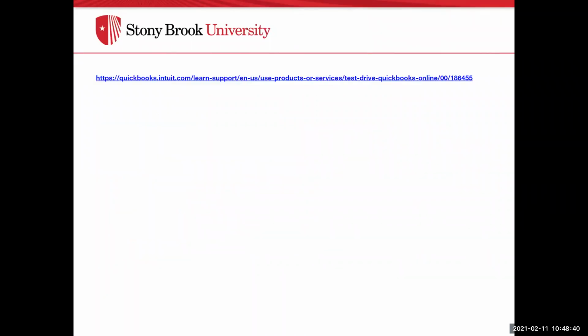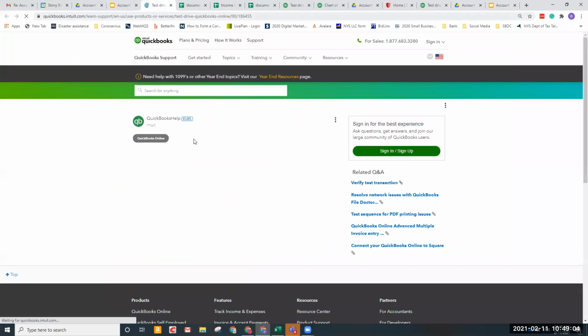Generating financial statements sounds very complicated, but it's actually very convenient with accounting software. If interested, you may go to the QuickBooks Online test drive to familiarize yourself with the system. So let's go to the test drive for some demonstration.